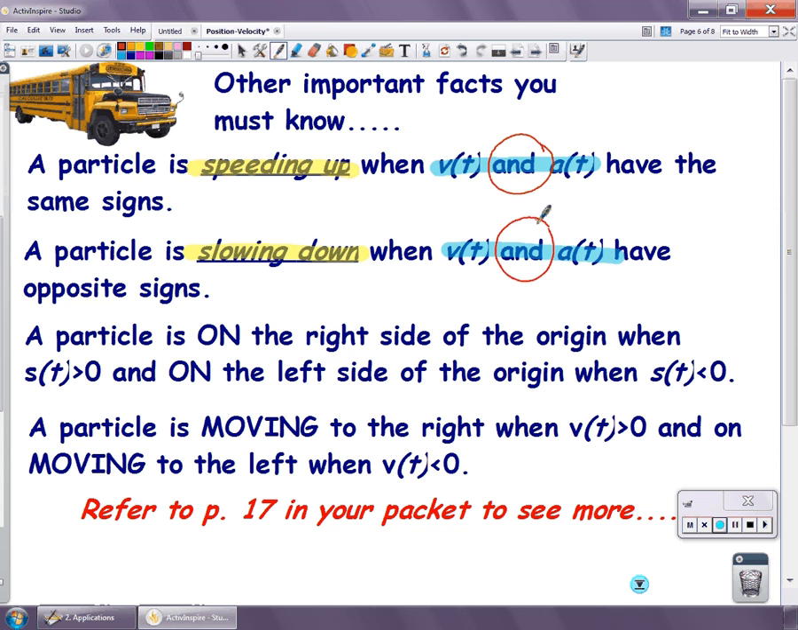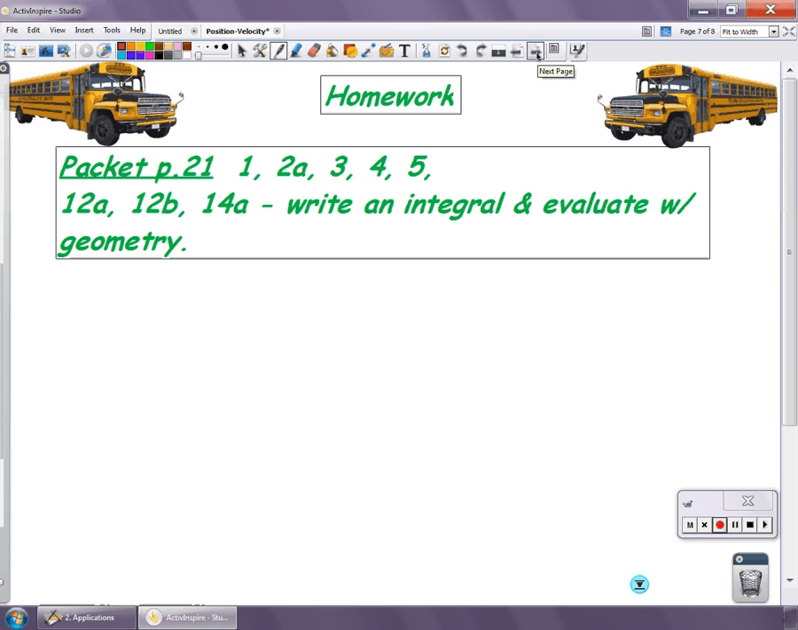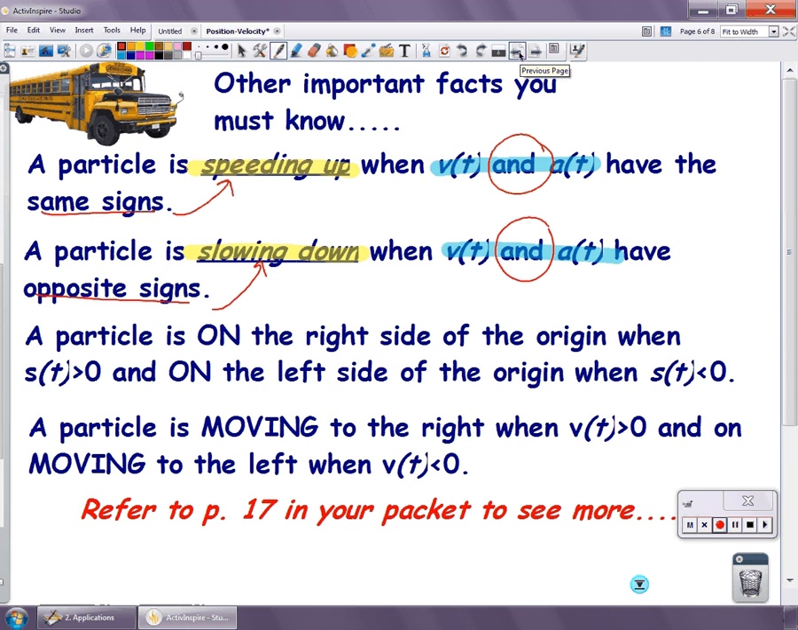So to determine when a particle is speeding up or slowing down, you have to consider the sign of velocity and acceleration. If velocity and acceleration have the same sign, then you are speeding up. If velocity and acceleration have opposite signs, you are slowing down. Look at the reading on page 17. There's a graph to go with it, and it helps you figure out this idea and why it is what it is. So very important reading on page 17. And that's it for this video, just a review of things that we've already done.